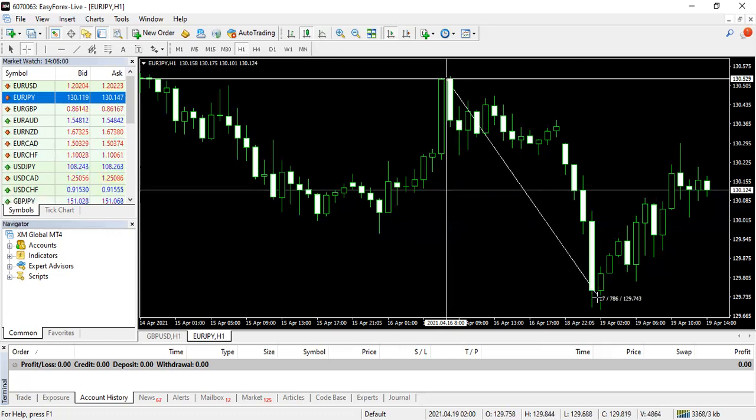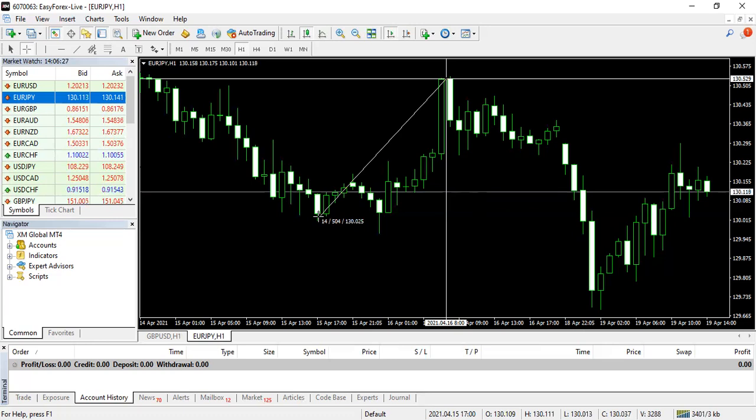If I bring it here, 17 candles, the pips gained is 82. I'm not counting the last figure. If I bring it here, 14 candles, the number of pips is 50, because it's 504 and we are not counting the last figure. So 50. Now the last figure to the right side is the price, the level at which you drew this line up to.